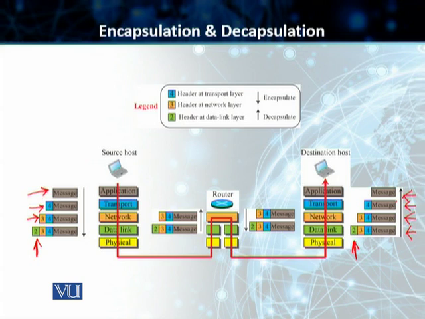As you can see, number 2 is the header at the data link layer, number 3 is the header at the network layer, and number 4 is the header at the transport layer. There is no header that's added at the physical layer. We just transport bits at the physical layer.